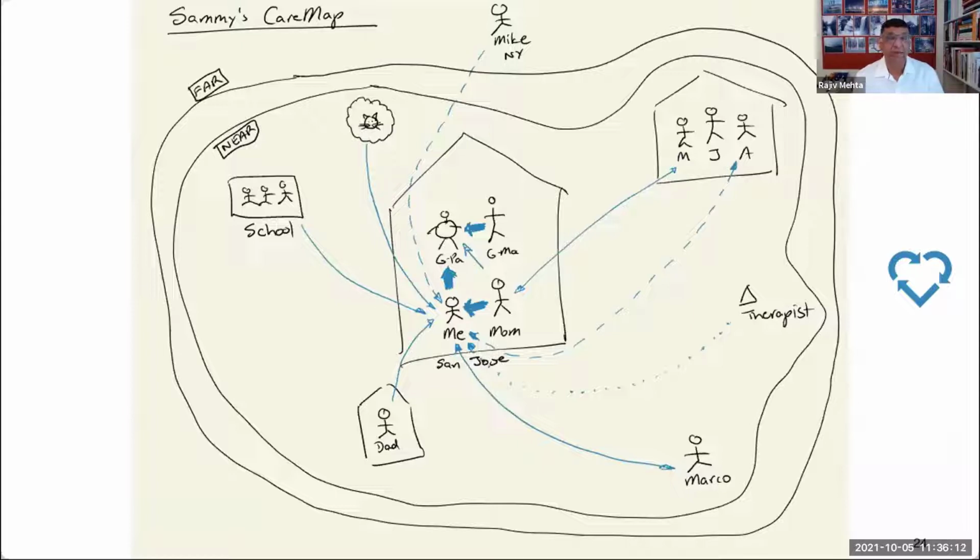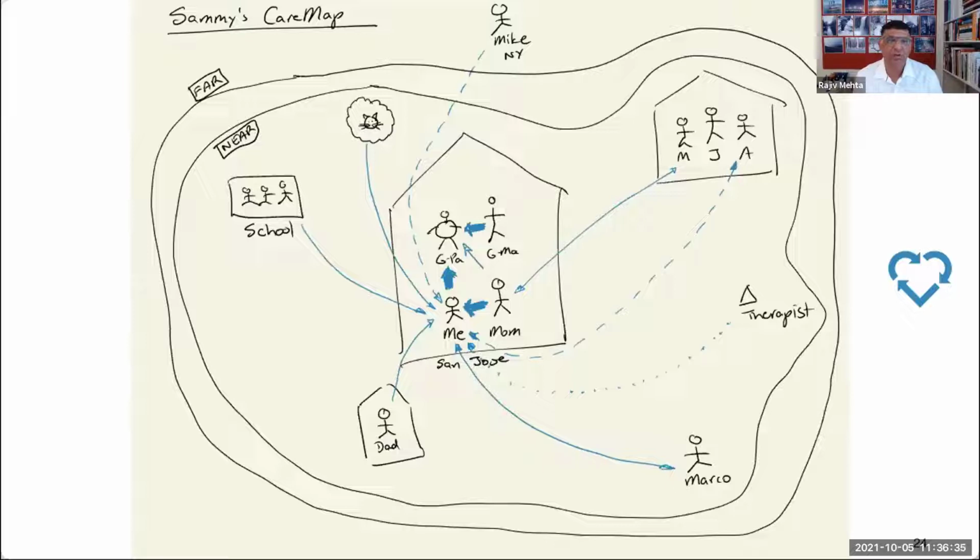He says his grandmother is tall and skinny. His grandfather is short and fat, which is why he's drawn him this way. He acknowledges that his mom does a lot to care for him. And he's included a few other people. There's a couple of friends, Marco, his dad, his school, a friend far away in New York.